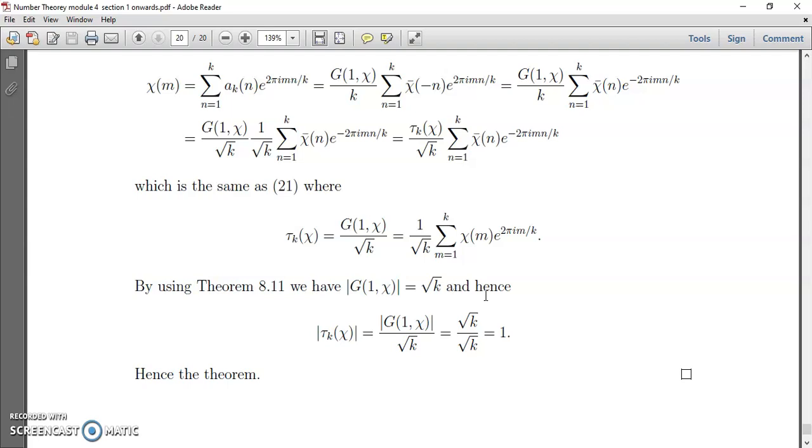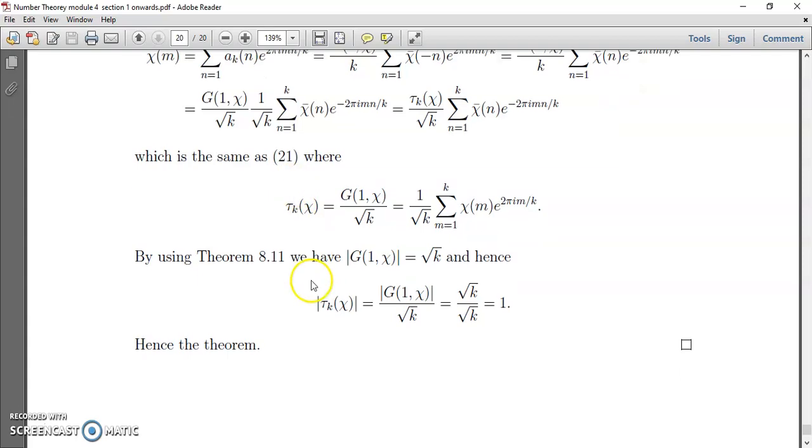Now please note that here what we have taken is the complex conjugate of the same. That is why this minus n is gone, and that minus n has been replaced here. So that is why this sign change came.